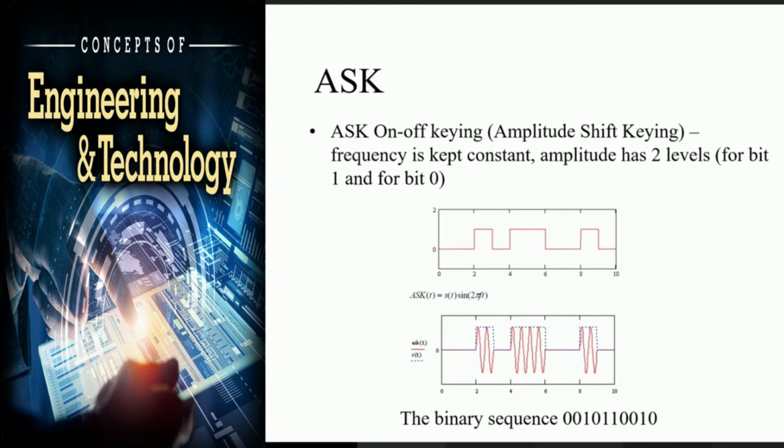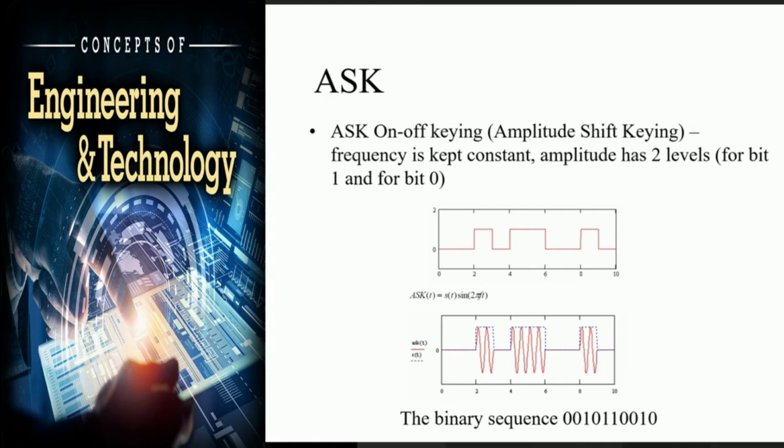So the zeros represent the low level and the ones represent the high level. Okay, so this is an example shown here. The sequence is given here. You can look here, it's 0 0 1 0, okay, so 1 1 0 0 1 0. So this is the level of the sequence.